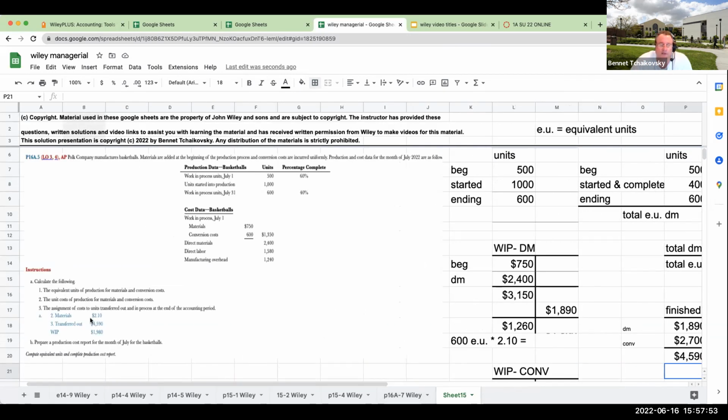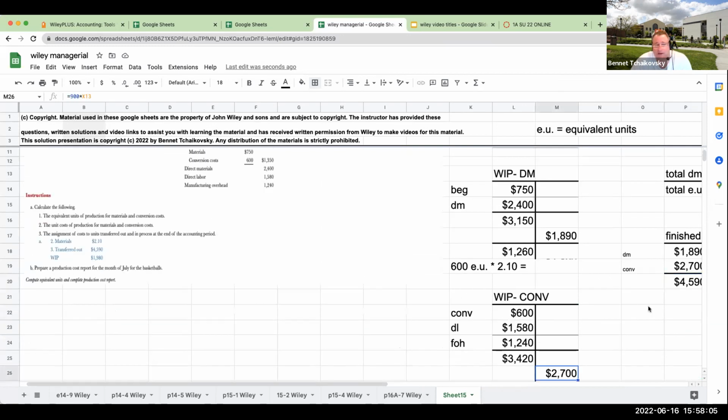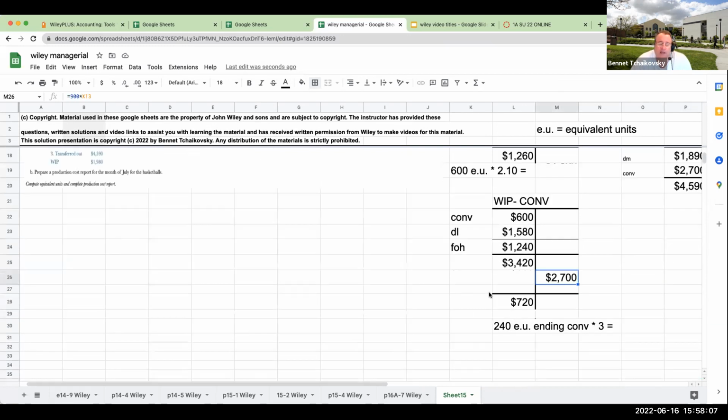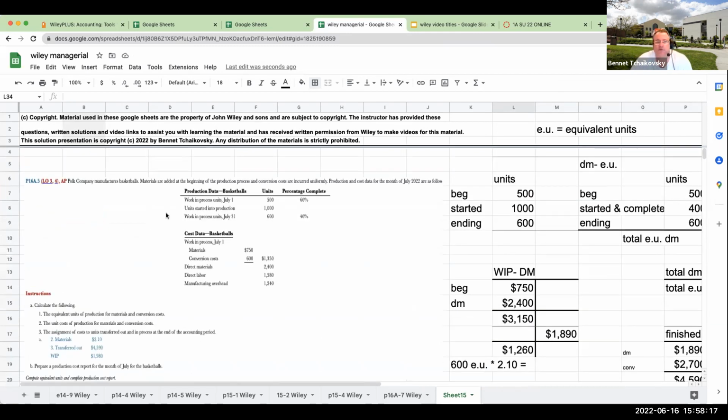And then what is the assignment of costs? So right over here, materials is 210, transferred out is 4590, which is basically between what left direct materials and what left conversion. And then my ending work in process is going to be how much? It's going to be 1260 plus 720 or 1980. So that's what we go through and do. And let's just go ahead and take a look at that book solution real quick, just to make sure we're on the right track.